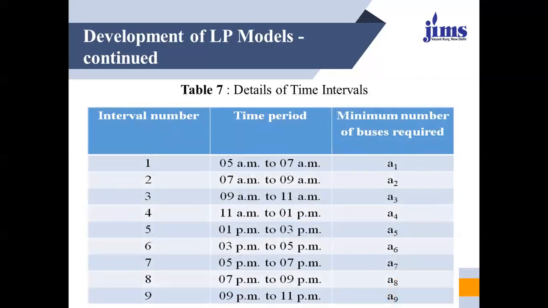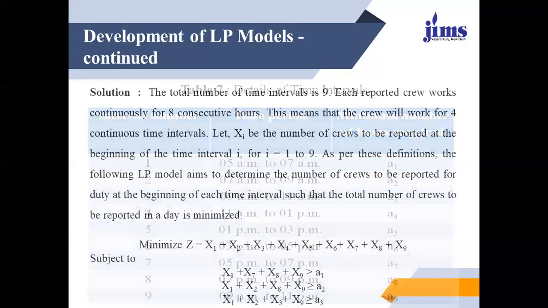Now these are the time intervals from 5 to 7 a.m. Say the number of buses required is A1, 7 to 9 it is A2, 9 to 11 A3. Likewise from 9 to 11 p.m. it is A9. You do not require after 11 p.m. because whosoever comes at 11 p.m. will go at 7 a.m. So you do not need to post any crew during that period.